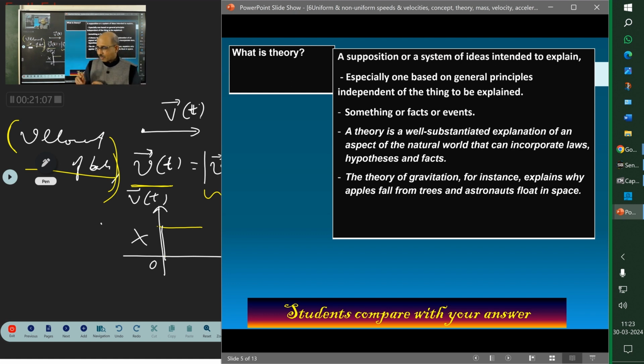So, explanation of an aspect of the natural world that can incorporate laws: that means a hypothesis is there. Hypothesis means, now a murder has taken place. When you see a murder, you saw one person running. Then you will hypothesize. What is your hypothesis? That person could have done the murder. That is your hypothesis, not your conclusion.